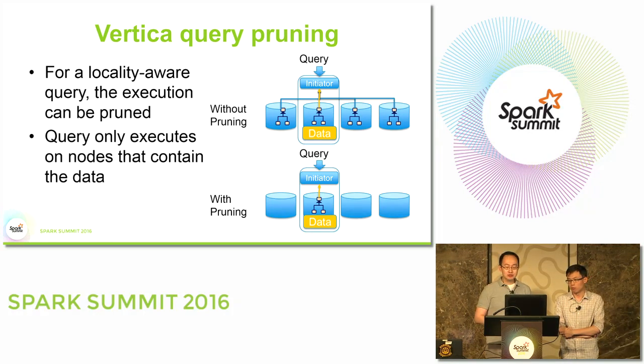So we can prune the unnecessary execution plan running on those nodes that don't have any data requested. As we can see, with this pruning, the query will only be run on the initiator node, which is the node that has all the data on it.